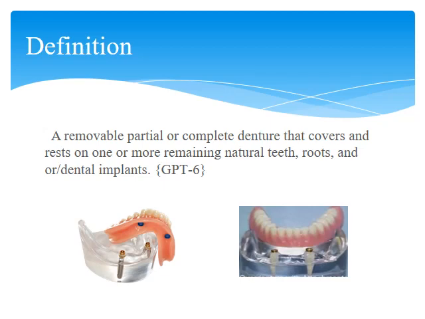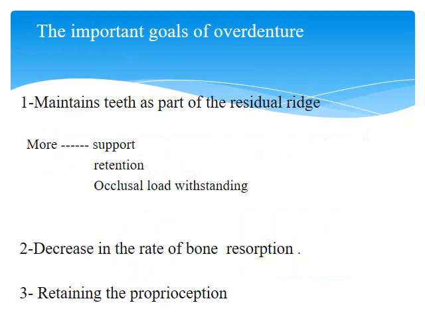Definition: a removable partial or complete denture that covers and rests on one or more remaining natural teeth, roots, and/or dental implants. The important goals of overdenture: first, maintains teeth as part of the residual ridge to increase support, retention, occlusal load withstanding. Second, decrease the rate of bone resorption. Third, retaining the proprioception.